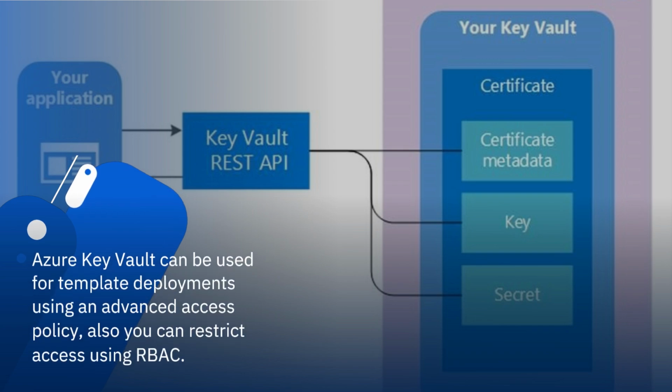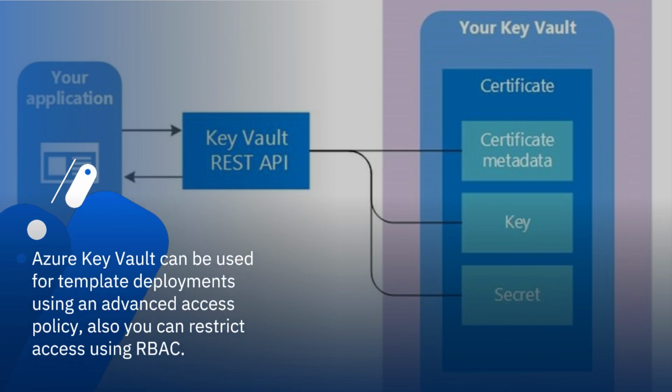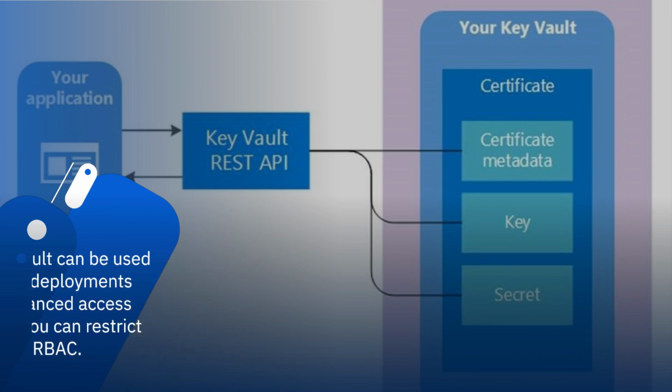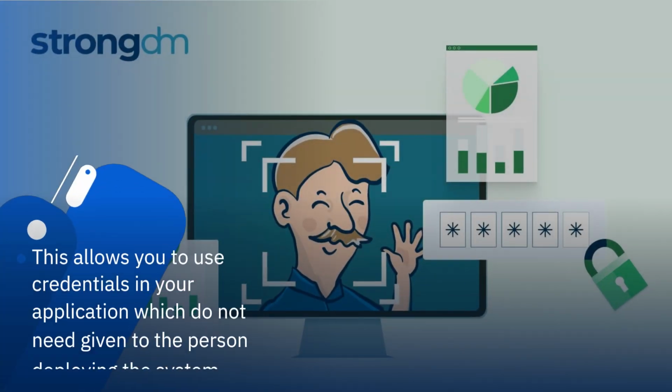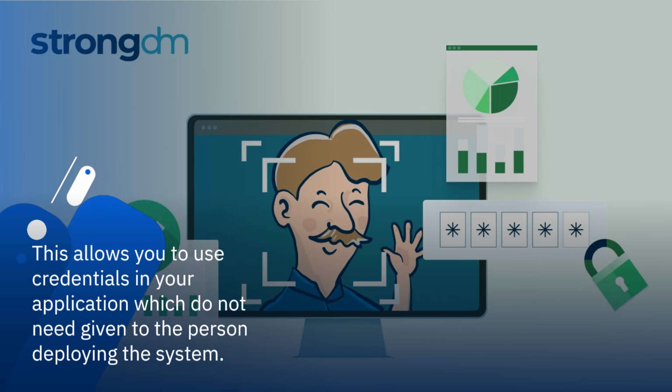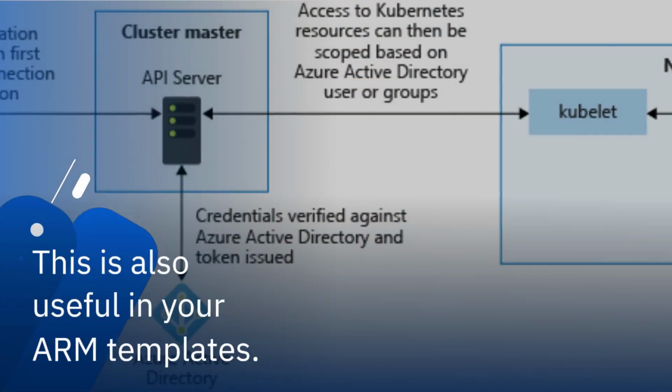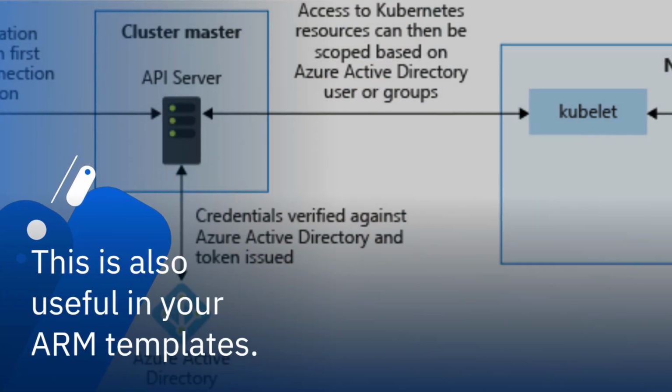Azure Key Vault can be used for template deployments using an advanced access policy. Also, you can restrict access using RBAC. This allows you to use credentials in your application which do not need to be given to the person deploying the system. This is also useful in your ARM templates.